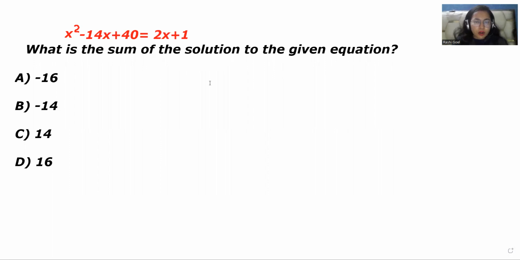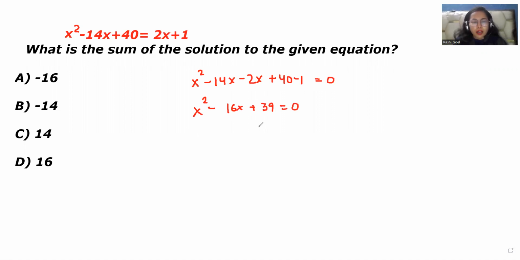So first we take all the terms together. So x square minus 14x minus 2x plus 40 minus 1 is equal to 0. So it becomes x square minus 16x plus 39 is equal to 0.